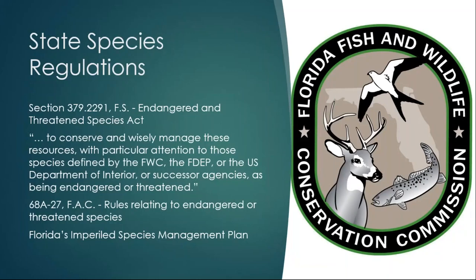In section 379.2291 of the Florida Statutes is the Endangered and Threatened Species Act. It is the policy of this state to conserve and wisely manage these resources with particular attention to those species defined by the Fish and Wildlife Conservation Commission, the Department of Environmental Protection, or the United States Department of Interior or successor agencies as being endangered or threatened. So this is just that similar state regulation that is similar to the federal level. So we have to make sure we are coordinating with FWC if there are state listed species in our project.